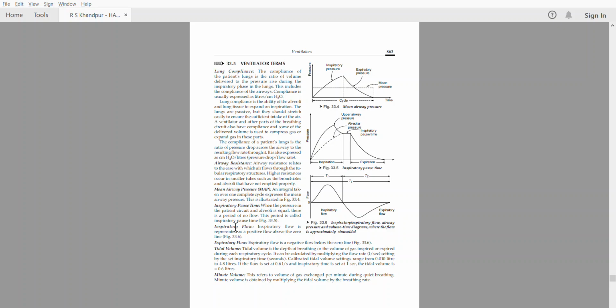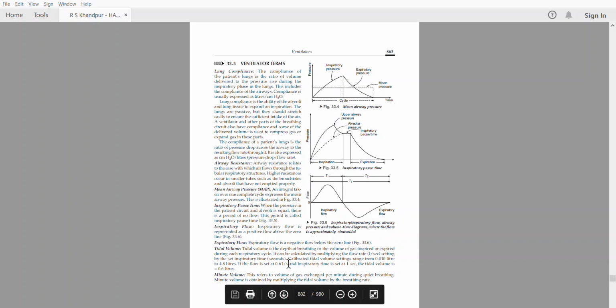Tidal volume is the depth of breathing. It is the volume of breathing gas inspired or expired during inspiration. It can be calculated by multiplying the flow rate setting by the inspiratory time. Calibrated tidal volume ranges from 0.001 liter to 4.8 liters. If the flow is set to 0.6 liter per second and the inspiratory time is set at 1 second, the tidal volume is 0.6 liters.